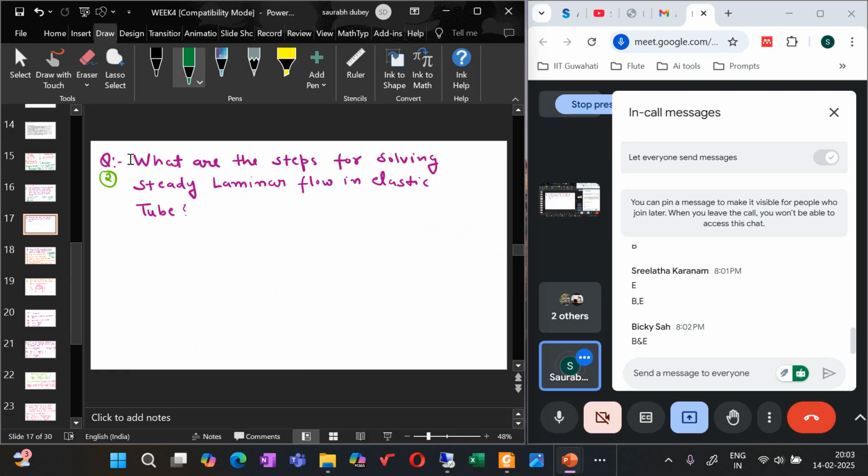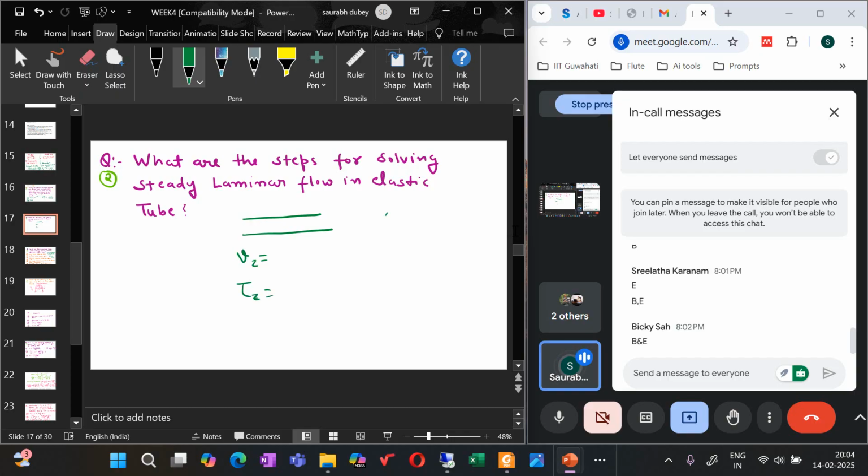So what are the steps for solving steady laminar flow in an elastic tube? Maybe I have to explain this. If a tube is there and this is a rigid tube, how do you actually solve this? If steady laminar flow is happening in a rigid tube, then how do you solve that? You do the force balance, right? And you get the velocity profile, okay? And then you find the shear stress profile.